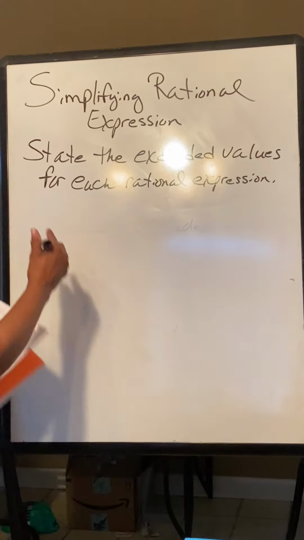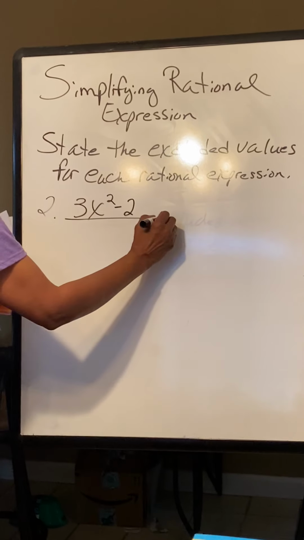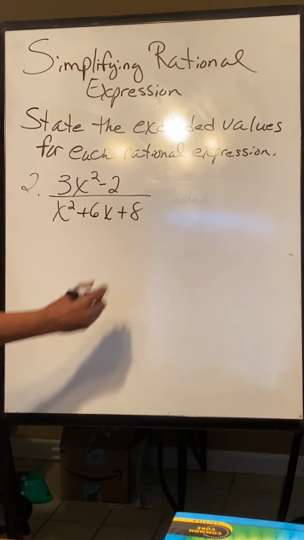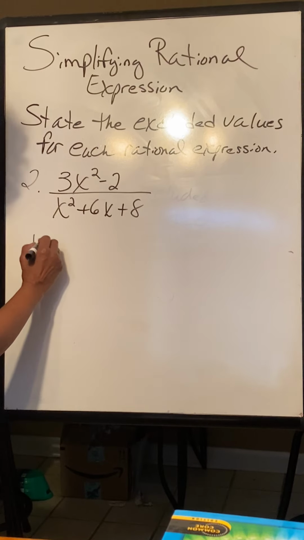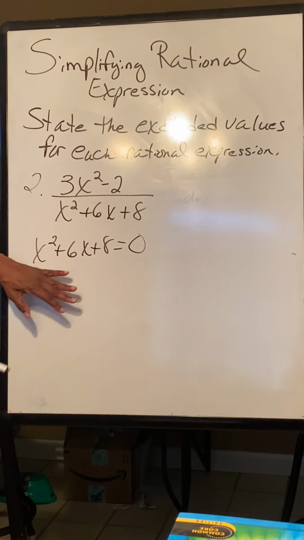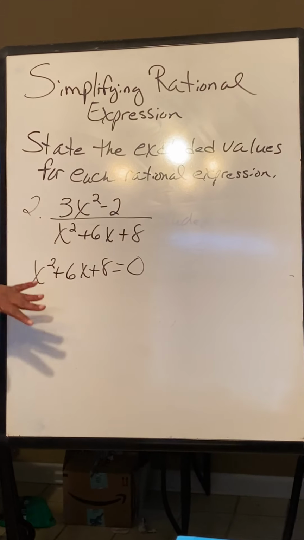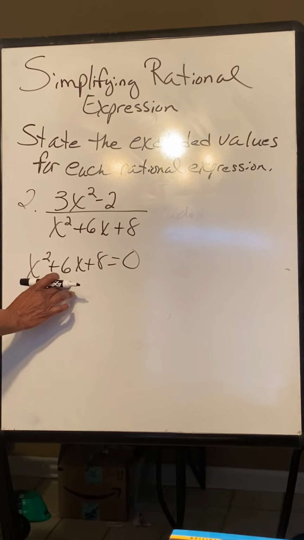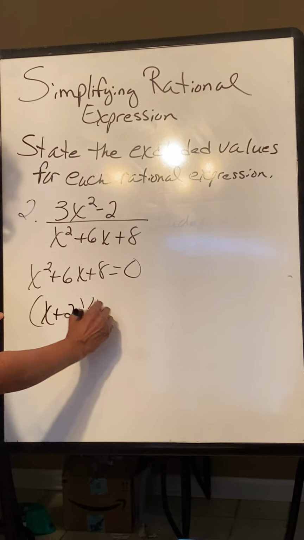Example 2. If I had 3x squared minus 2 divided by x squared plus 6x plus 8. Again, I'm going to take my denominator and set it equal to 0. I have a trinomial that needs to be factored. And if you go back and recall how to factor, that is why I told you that you had to know how to factor. Are there two numbers I can multiply and get 8, and combine to get 6? Those two numbers are a positive 2 and a positive 4.